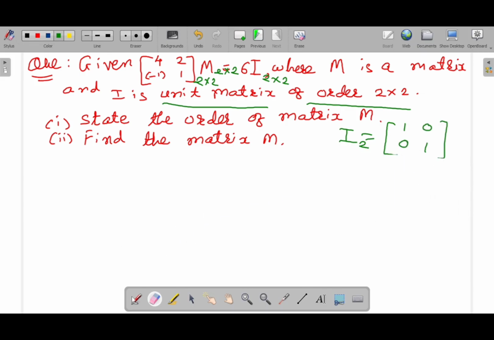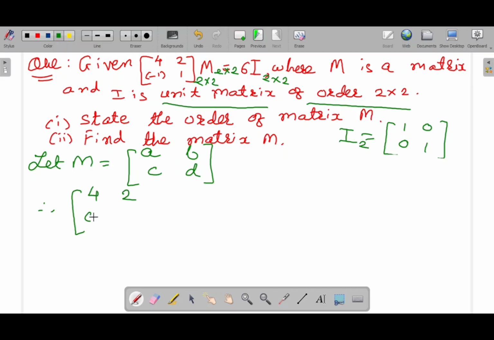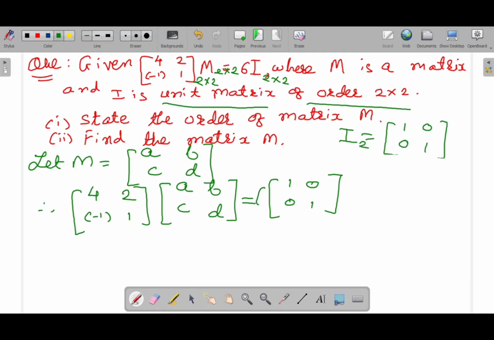Now let's come back to the question. So here let us consider this 2 by 2 matrix as M equals A, B, C and D. So you have 4, 2, minus 1, 1 into A, B, C, D is equal to 1 0 0 1 multiplied by 6.